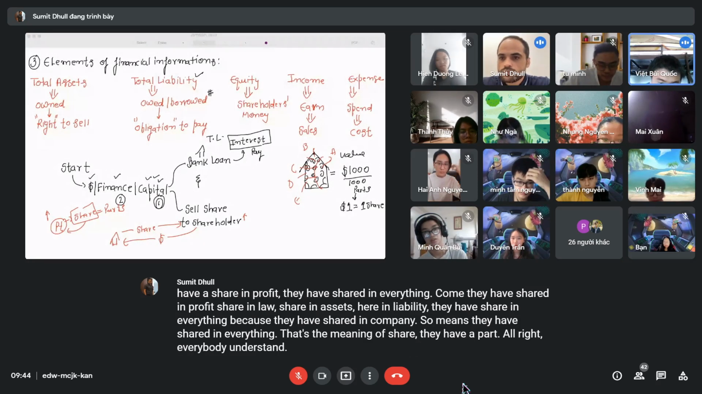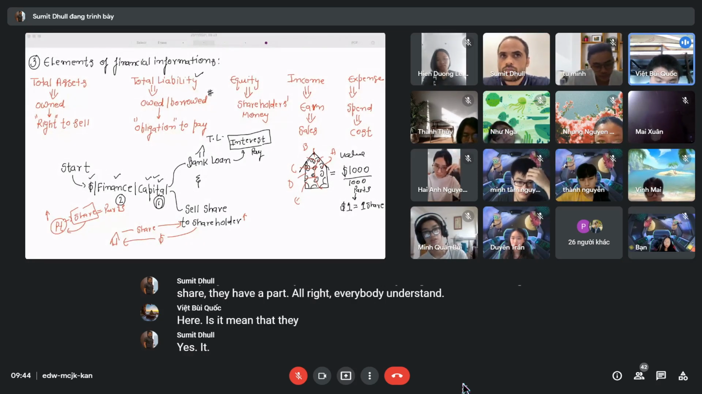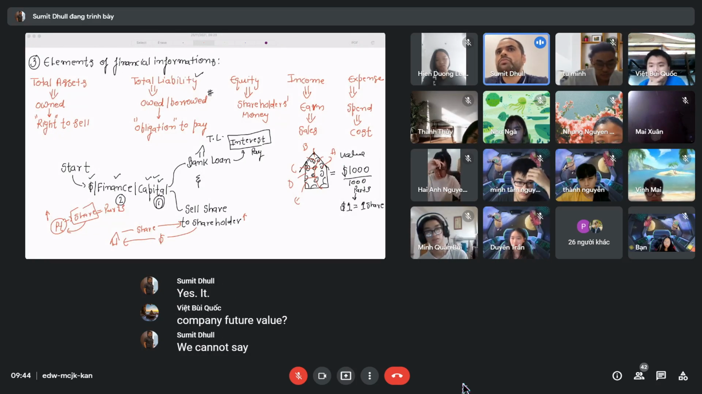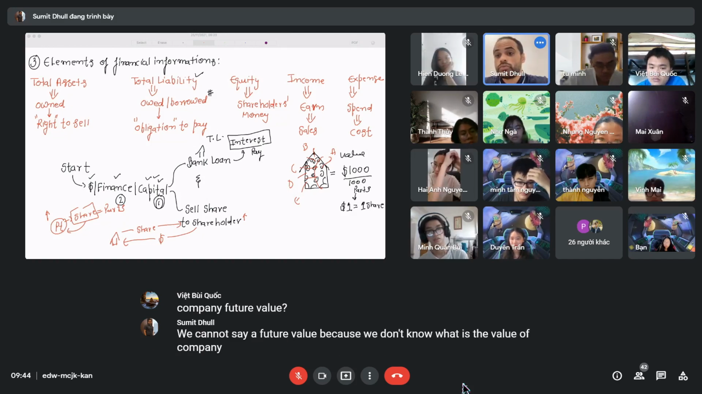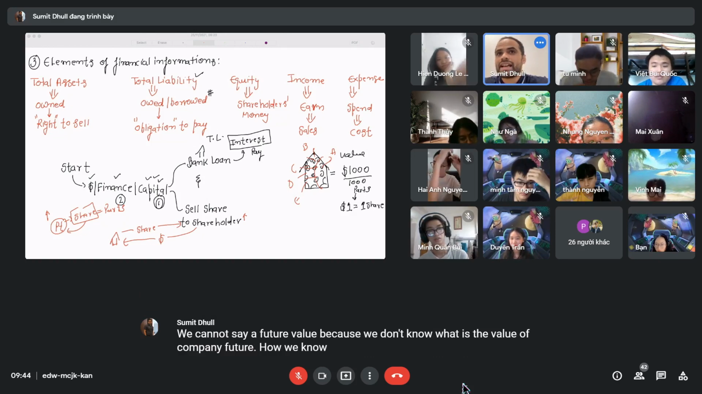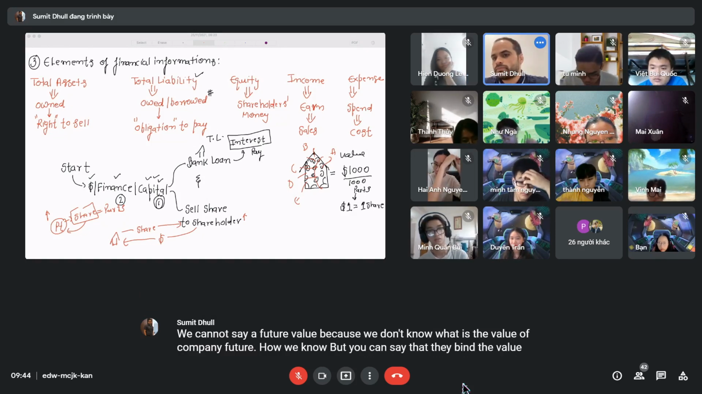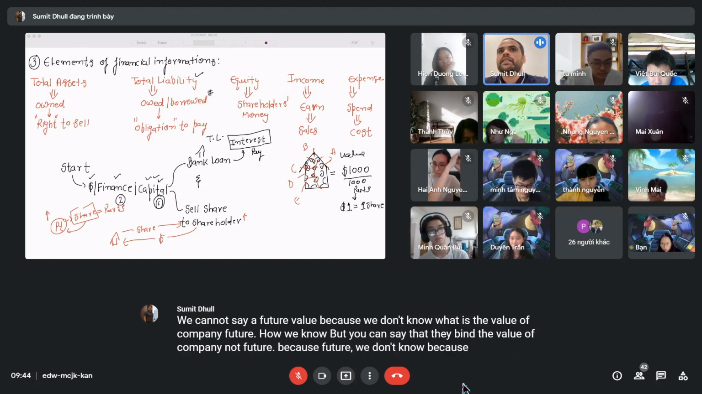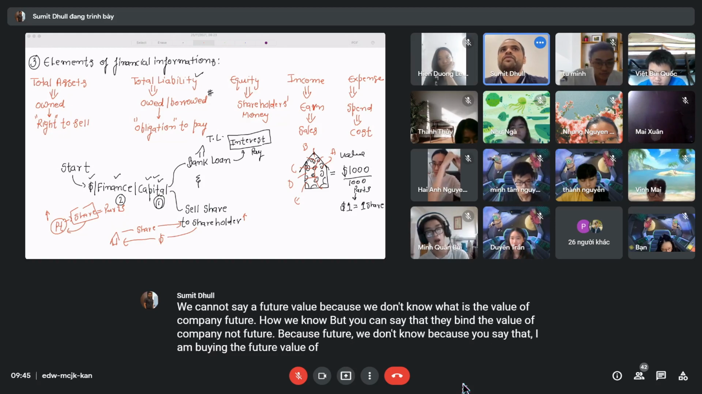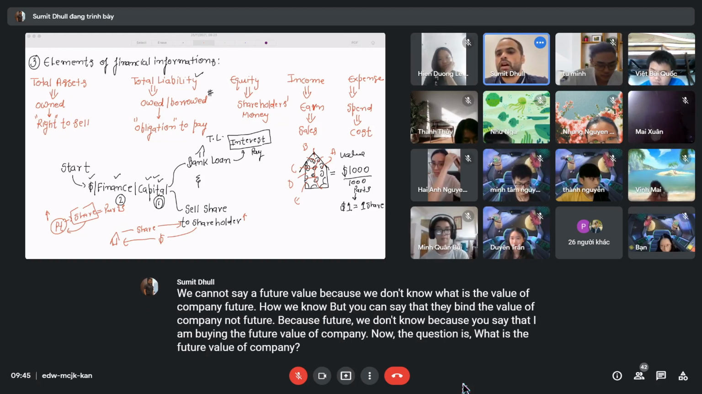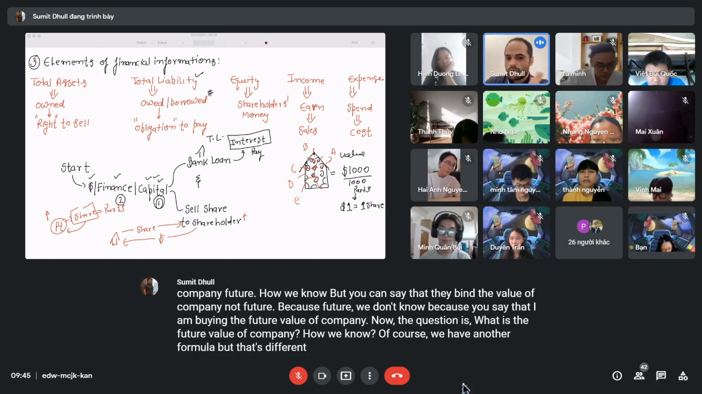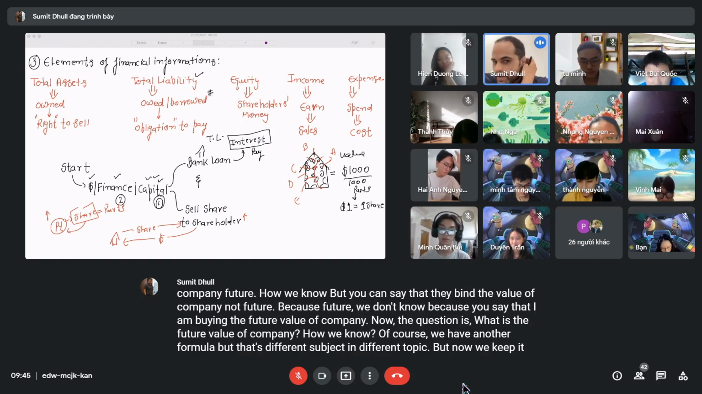Teacher, is it mean that they will buy the company's future value? We cannot say future value because we don't know what is the value of company in future. How we know? But you can say that they are buying the value of company, not future. Now the question is, what is the future value of company? Of course, we have another formula, but that's a different subject and different topic. But now we keep it as simple as possible.